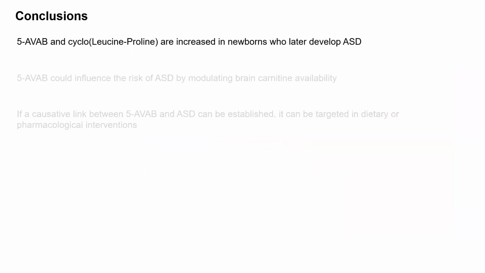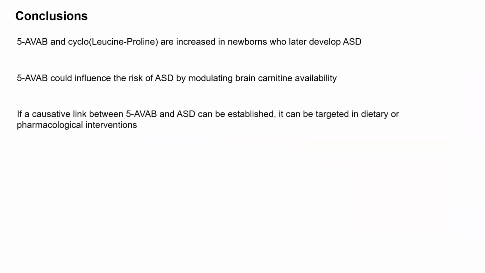So just to conclude, we found that 5-AVAB and cycloleucine proline are increased in newborns who later develop autism. We saw that 5-AVAB could influence the risk of autism by modulating brain carnitine availability. And we think that if we can find a causative link between 5-AVAB and autism, it can be targeted in dietary or potentially also pharmacological interventions in the future.